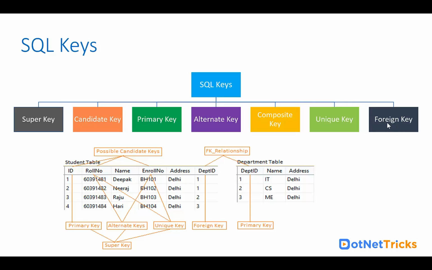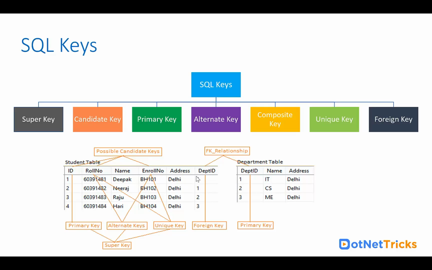Then the last one is the foreign key. A foreign key is a field or column that is mapped to a primary key column of another table. If you look at this student table, we have a department ID here. We are also creating the department table where department ID is unique, because a student belongs to a particular department. Let's say IT department, CS department, ME department.